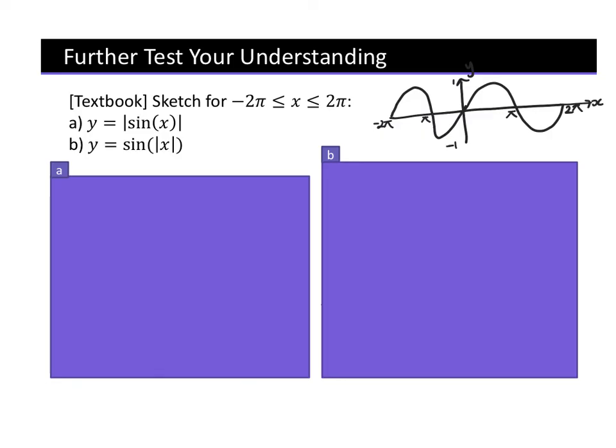Okay then, so let's have a look, shall we? So the first one wants us to do the modulus of the whole thing. Now, we know if we do the modulus of the whole thing, we do not want anything to have a negative y value. We can't because we've taken the modulus. So anything that's in the negative y, anything that's down here, is going to be reflected in the x-axis. So our graph is actually going to look like this.